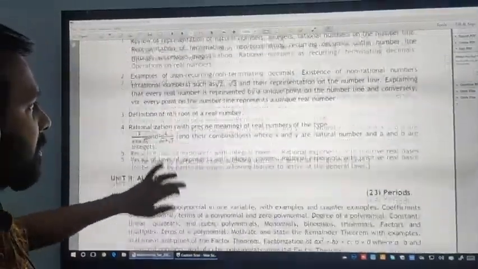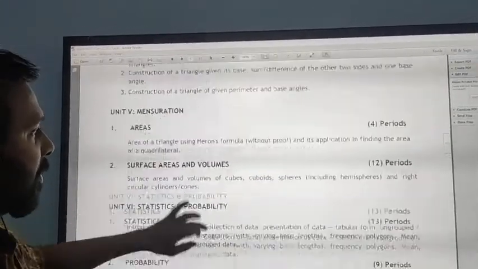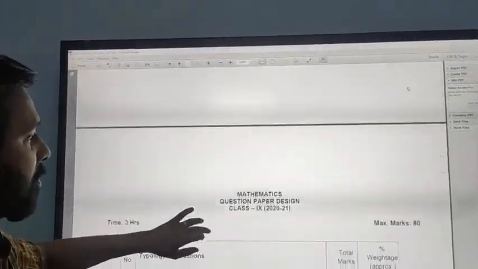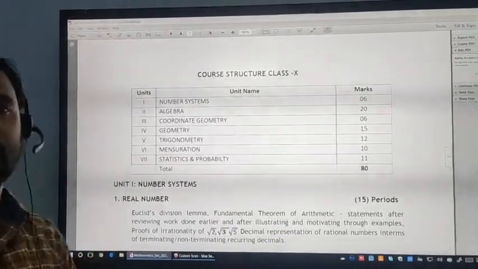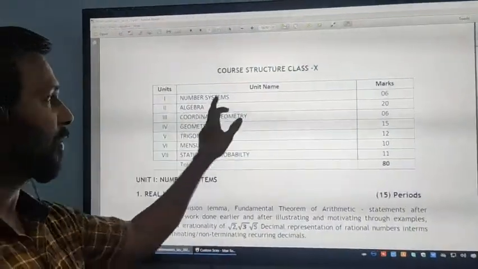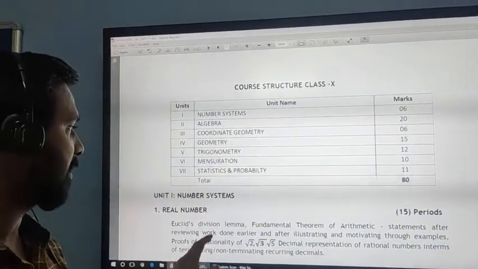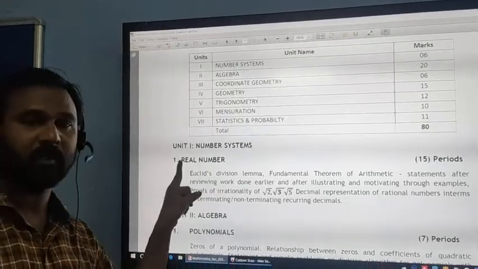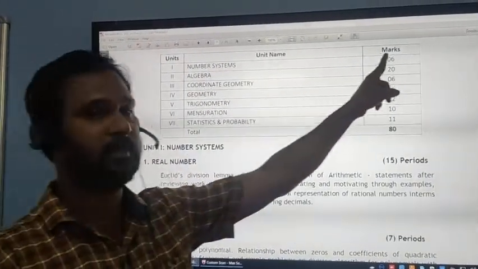For the 10th class, there are 15 chapters in your textbook. Those 15 chapters are divided into 7 main sections. You can see, the first section is named number systems. That number system consists of a single chapter, namely real numbers. That section, number systems, carries 6 marks.